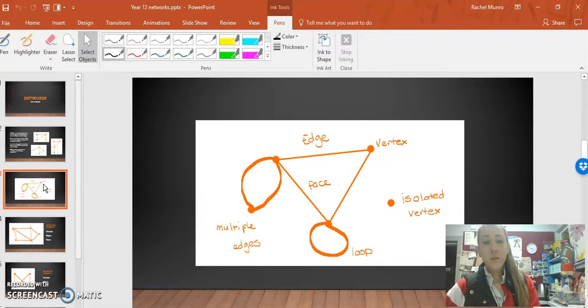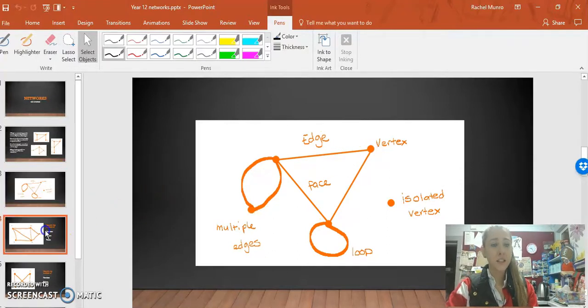So again, just some more terminology. We've talked about edges, as you can see here, multiple edges, so two different edges connecting the same vertices. Here is a loop, which is one vertex connected to itself via an edge. Over here there's an isolated vertex, there's no edges to connect it to any other vertices. And a face in there, that's an enclosed face.